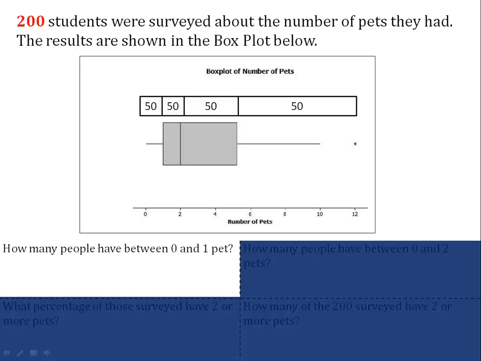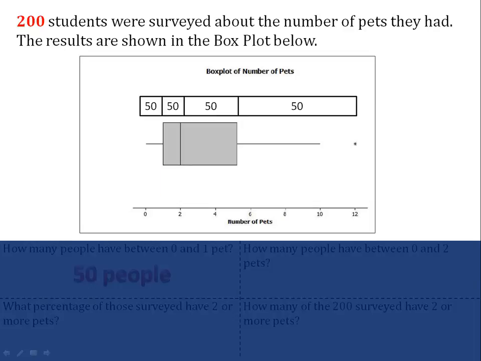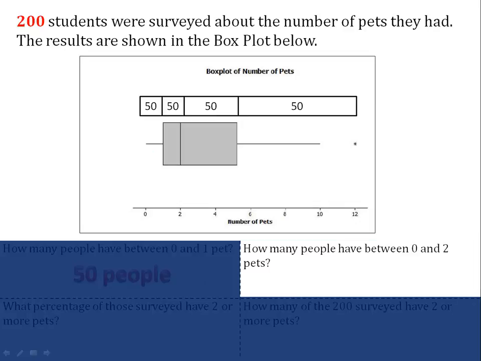We can use that to answer a series of questions. For instance, how many people have between 0 and 1 pet? If we look at the box plot, we can see that there are 50 people in that area. How many people have between 0 and 2 pets? Well, what do you think? If we take a look at the box plot, we see that 0 to 2 is in these 2 regions. Each of those regions contains 50 people, so there would be 100 people who have between 0 and 2 pets.